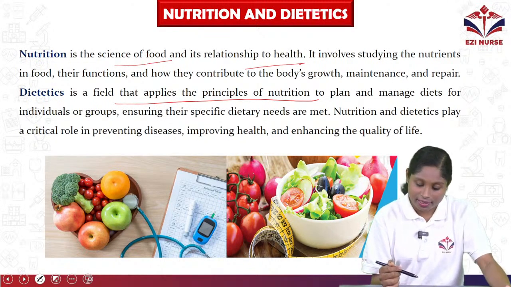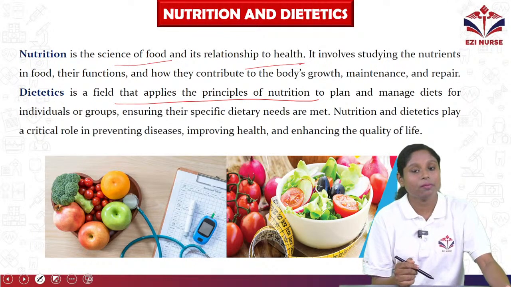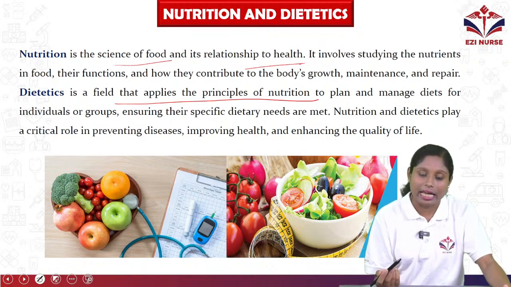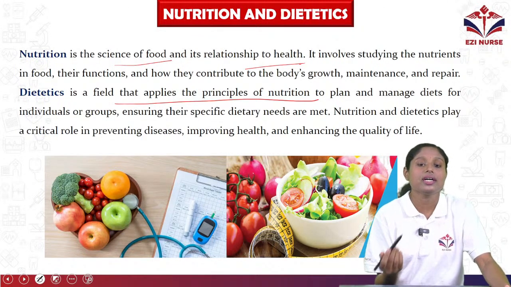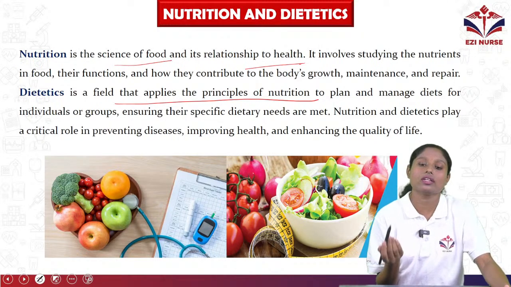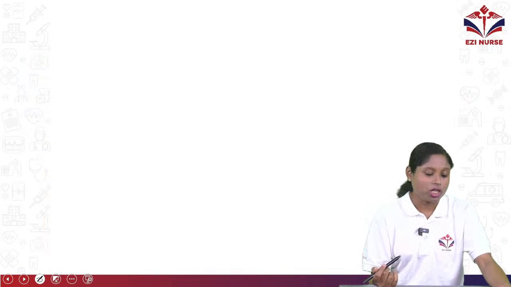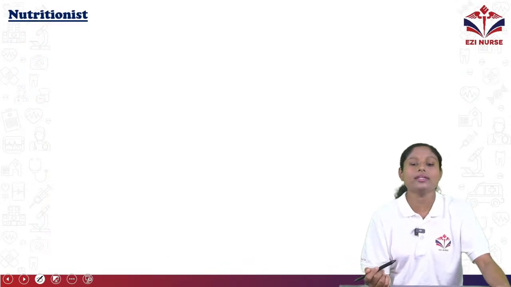Nutrition and dietetics play a critical role in preventing disease, improving health, and also enhancing the quality of our life. So it is very necessary. Nutrition is very necessary for our daily life and for the quality of our life. So these are the definitions of nutrition and dietetics. I hope everyone understood.